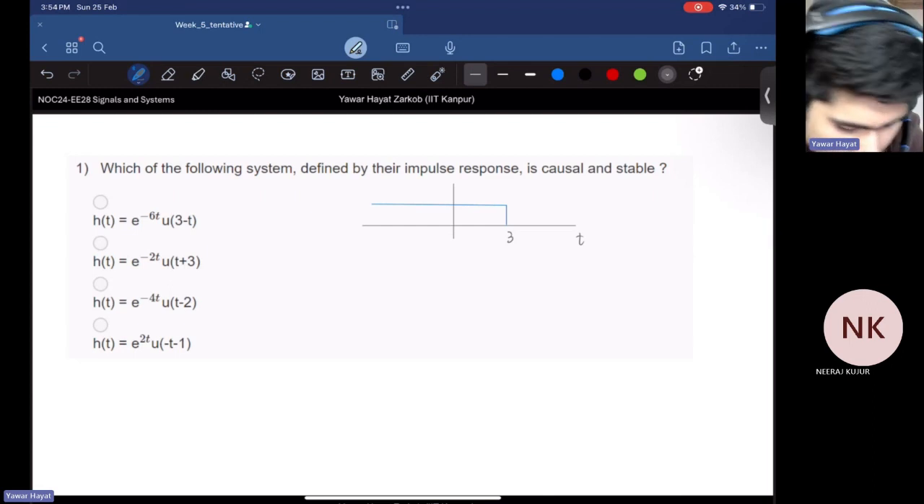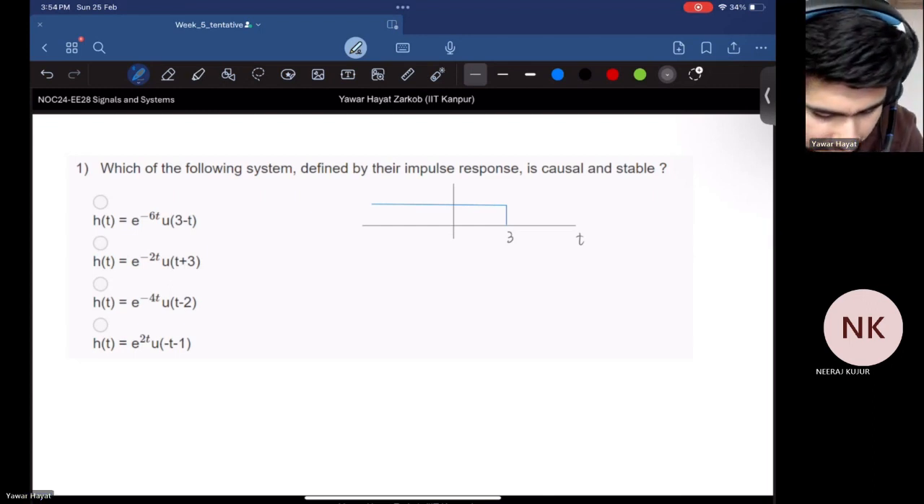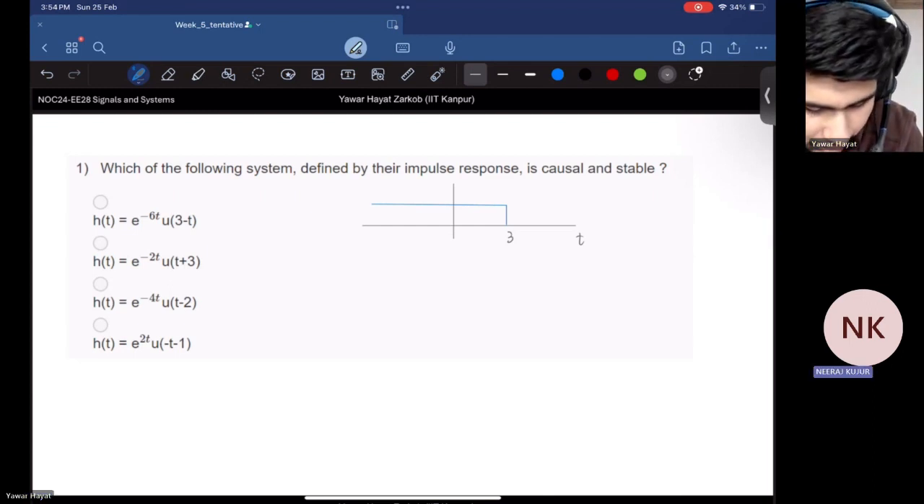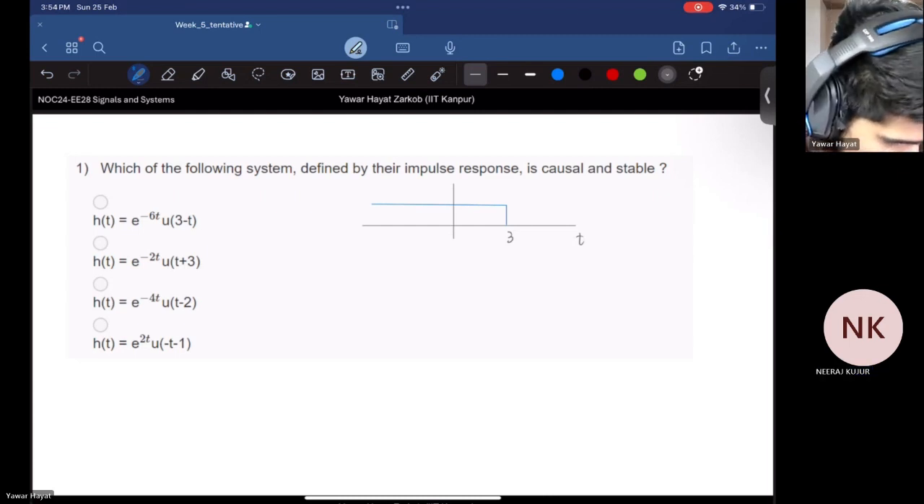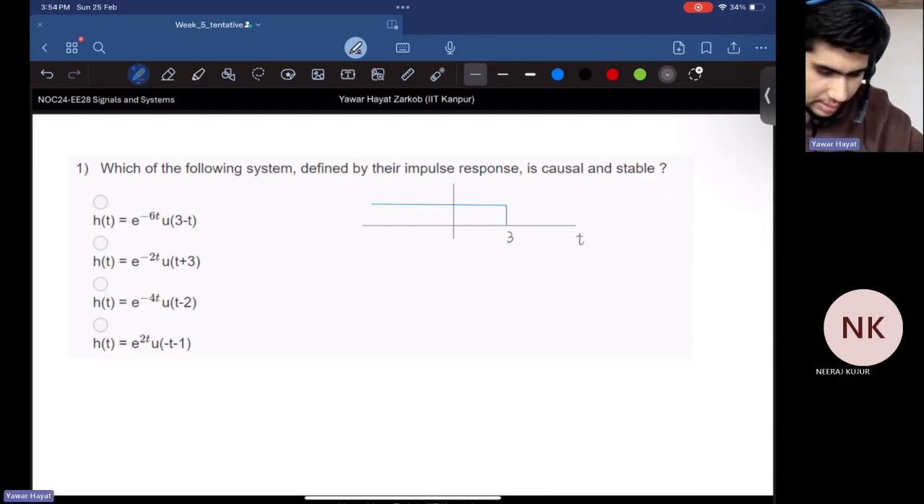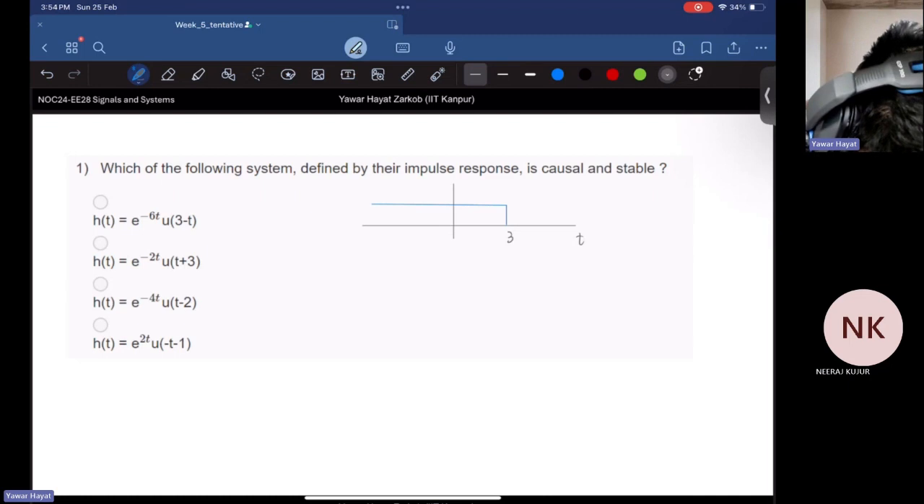Now what about this u of t plus 3? Sir, it is an advanced signal, sir. Same unit. It is an advanced signal. Okay, and we are not having any time reversal. So let me make that.